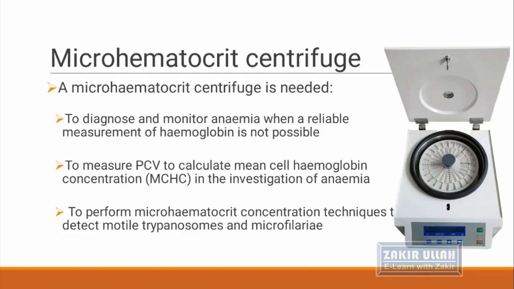Also it is used for research purposes. The microhematocrit centrifuge measures the packed cell volume to calculate mean cell hemoglobin concentration during the investigation of especially iron deficiency anemia and other types of anemia. It is also used to detect different types of parasitic infections and the amount of parasitic infection per ml of blood. So these are the different uses and applications of the microhematocrit centrifuge used in the laboratory.